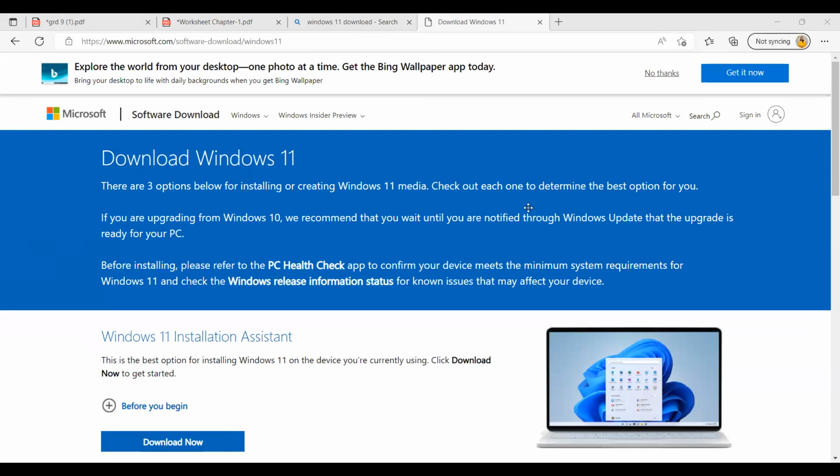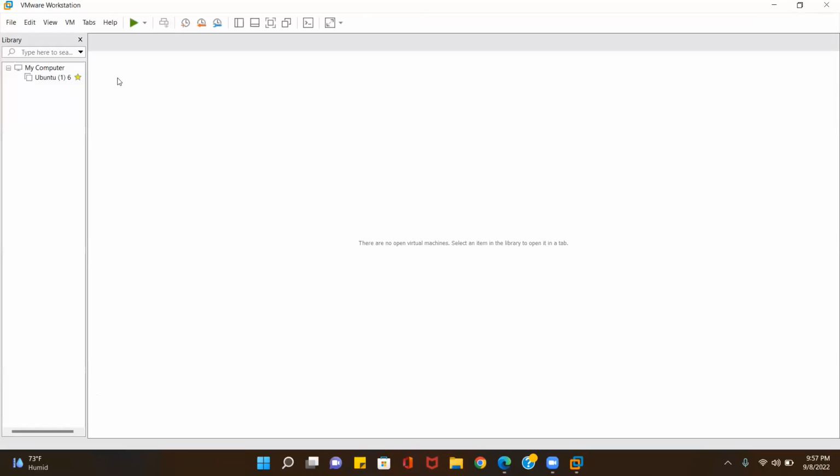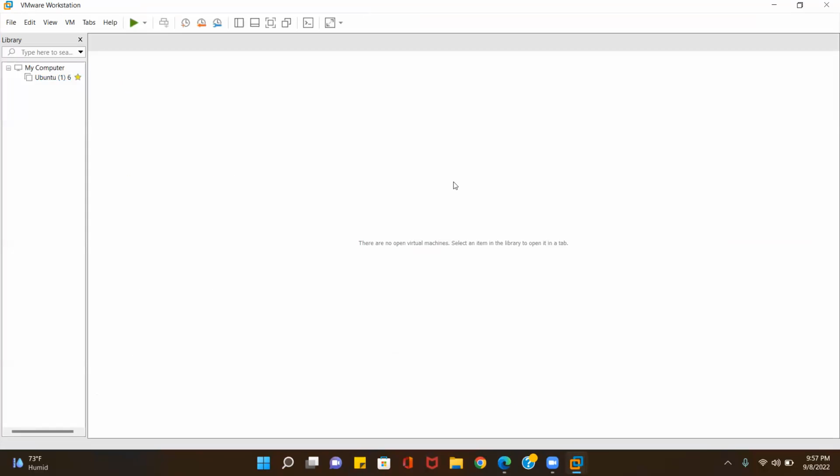All right, now in my computer, I'm using a Windows one, a licensed one, as well as an open source one. I am using Ubuntu. Ubuntu is an open source operating system.